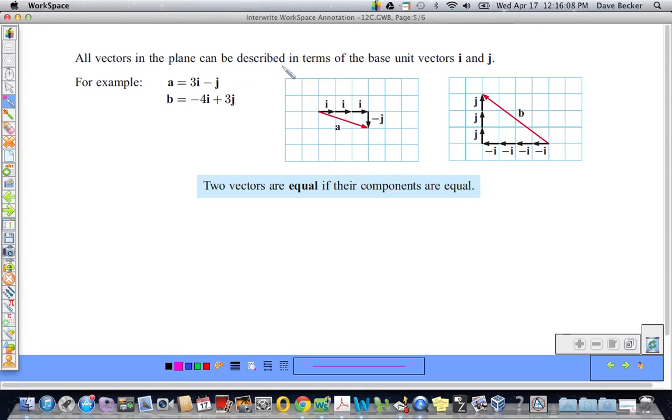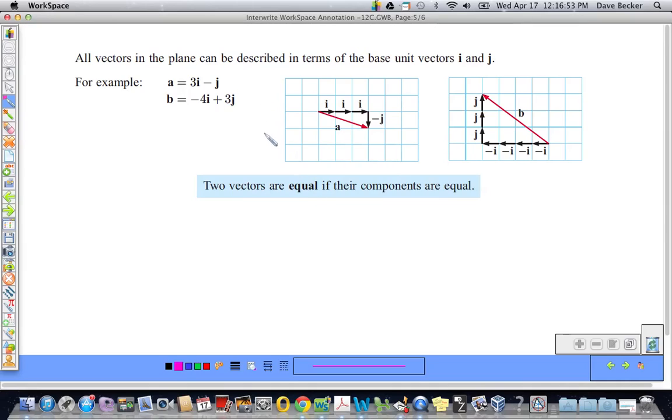All vectors in the plane can be described in terms of the base unit vectors i and j. So, for example, this vector right here is 3i because it's 3 units in the positive horizontal direction, minus j because it goes down 1 unit in the vertical direction, and down is negative. And then we get our vector, vector A, right there. B is negative 4i, 4 units to the left, plus 3j, horizontal, vertical, draw our vector. This should make sense. Two vectors are equal if their components are equal.